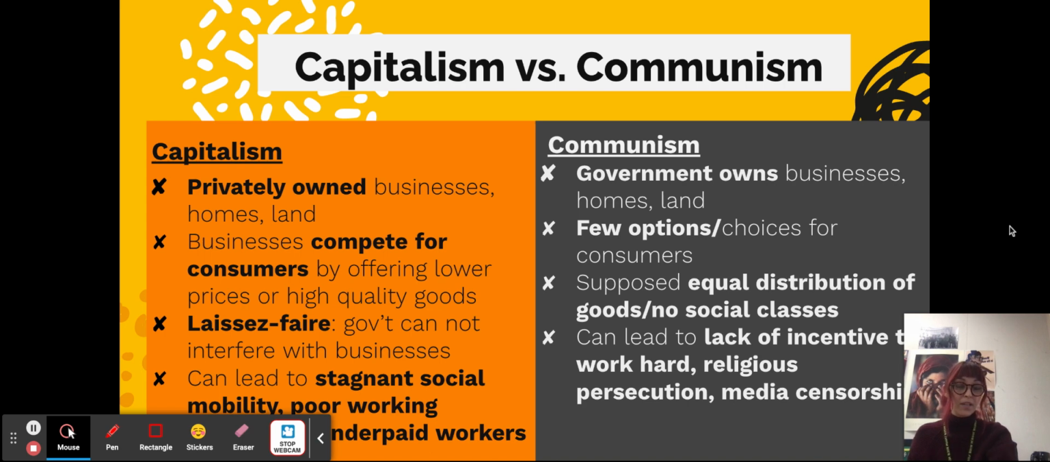One of the goals of communism is that it's supposed to lead to equal distribution of goods and no social classes. So in a way, it sort of eliminates the wealth gap that we see in capitalism. Everyone has sort of the same financial situation. Everyone's on like a level playing field. There's no lower, middle, upper class. Everybody is the same. But this can lead to a lack of incentive to work, right?